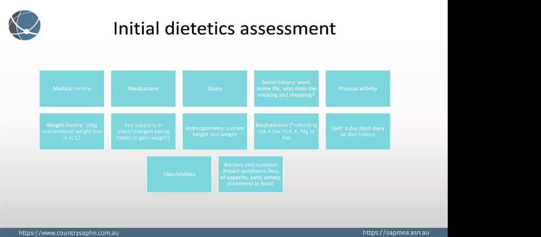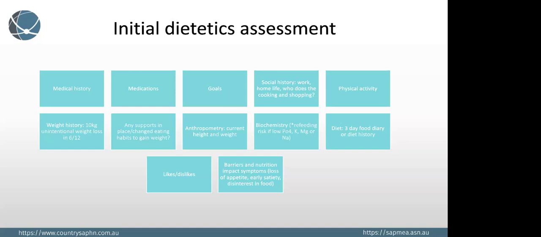Her health goals, so where would she like to be with her weight? Does she want to get back to where she was? What's her motivator for that? Is it about feeling healthier? Is it about preventing any other decline? What are her main motivators to help push her along and get her back to where she needs to be?